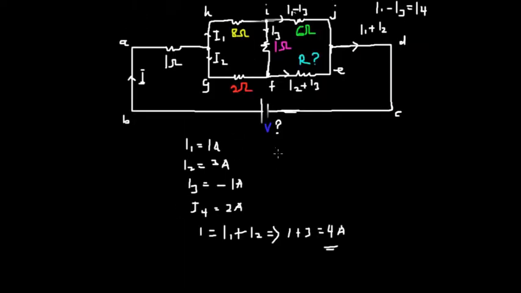Right, let's proceed. Now we know the respective currents flowing through this circuit, so we can find our voltage. In order to find the voltage, we need to choose a loop. So let's choose a loop. Let's say we use loop A H, I J, follow attentively, I J D C B A. That's the loop we are choosing.